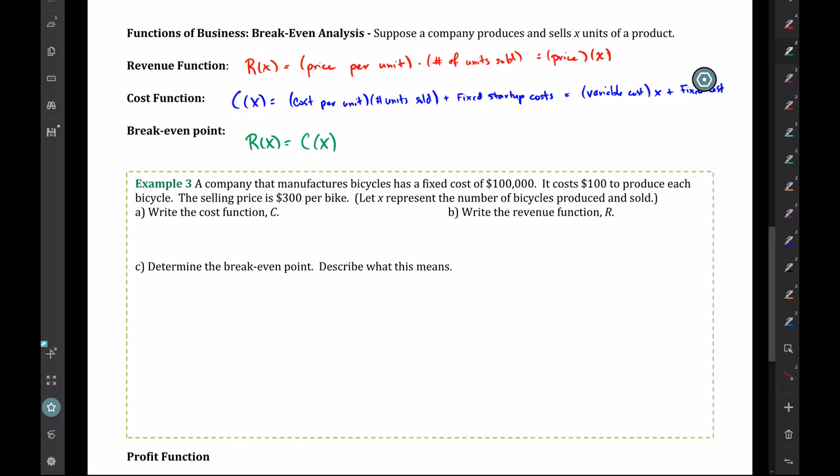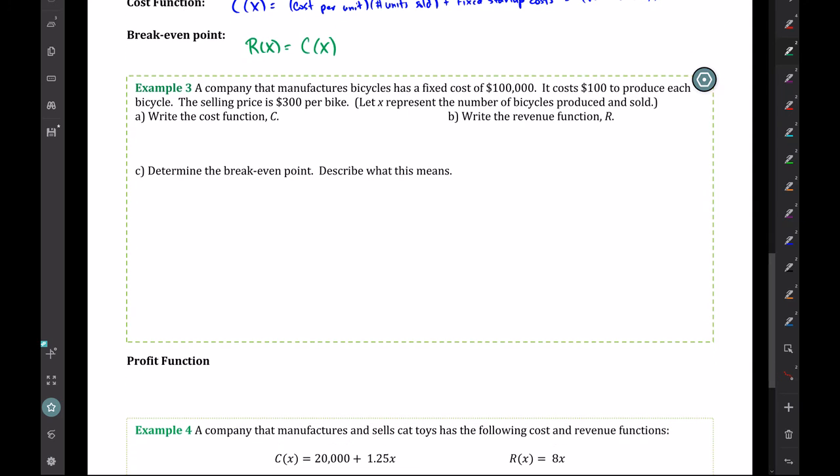Okay, so let's look at an example. A company that manufactures bicycles has a fixed cost of $100,000. It costs $100 to produce each bicycle. The selling price is $300 per bike. Let x represent the number of bicycles produced and sold. Write the cost function. Well, it says that we have a fixed cost of $100,000 and a variable cost of $100 to produce each bike. So I would write that as 100x, because it's going to cost you $100 for every bicycle that you sell, and x is the number of bicycles you're selling, plus the fixed cost of $100,000.